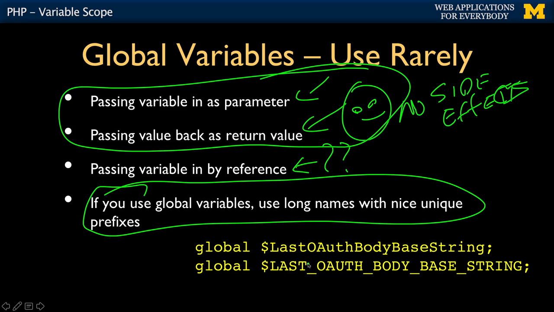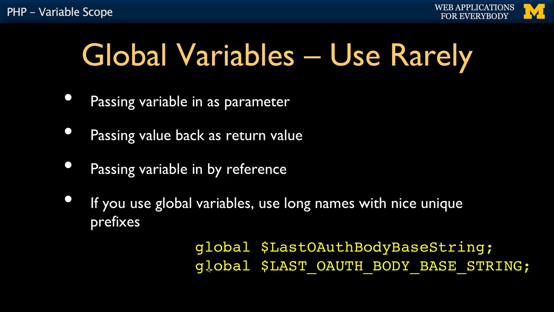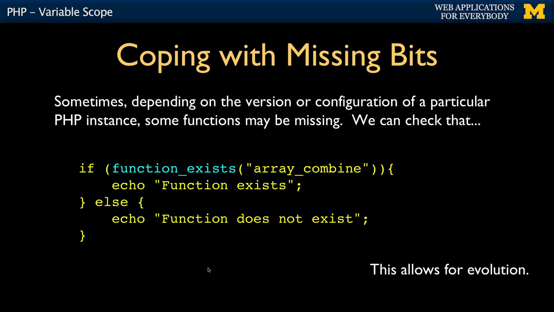So these are example variables that I've created for the code that does your autograders. Last OAuth body base string. Sometimes I make them really long with camel case. Sometimes I like them really long with uppercase snake case. Camel case is where the first word is lowercase and the following words are capitalized. Snake case is where it all stays lowercase. In this case, this is uppercase snake case. But I use these long names with nice, unique prefixes because hopefully it also emphasizes to me that I'm not supposed to use them, and it reduces the chance of collision because there is only one namespace for global variables.